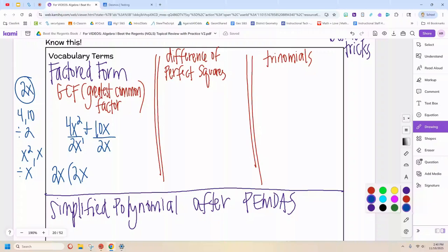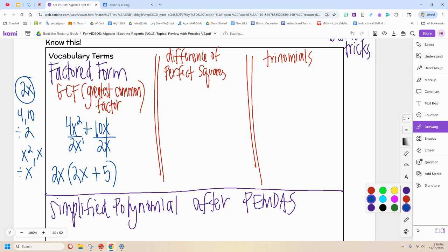Now this operation, the addition sign is just going to come down. And then I have 10 divided by 2, which is 5. And these x's, x divided by x is the number 1, or the cancel. So that's going to be gone. So factored form of 4x squared plus 10x is equal to 2x, the GCF, times the remaining factor, which is 2x plus 5. All right.